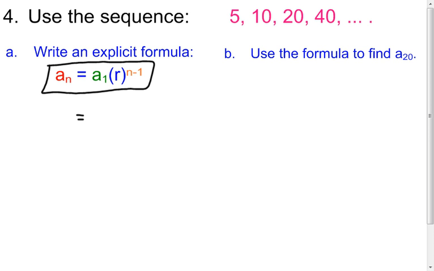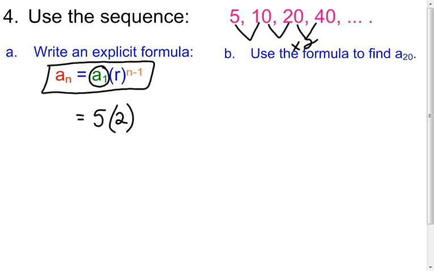I know that the first term on the list, my A1, is 5. It doesn't directly give me my ratio, but I can kind of figure it out. How do you get from 5 to 10? What do you do? It has to be the same thing as how you get from 10 to 20, and the same thing as how you get from 20 to 40. So all of the times, I'm multiplying by 2. So my common ratio is 2.